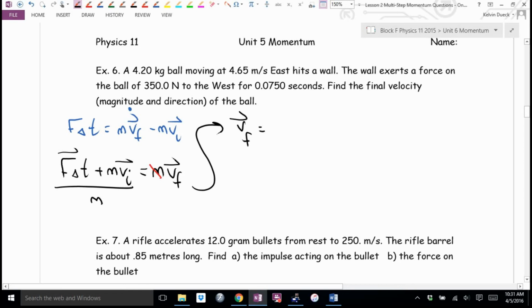Cohen, are there directions in this question? Does there appear to be a change in direction in this question? In other words, do you see an east and a west or a north and a south? Yeah. Then you better let one way be positive and one way be negative. What do you want to let be positive, east or west? East. Okay, so I'm going to put a little plus sign in front of the 4.65. I'm going to put a minus sign above the west, and look up, Cohen, I'm going to put a negative in front of that force because it's west.